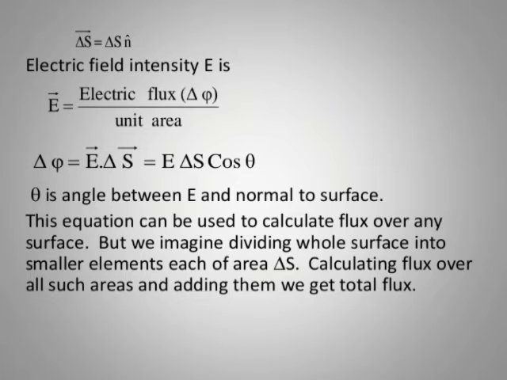Next, going to another one, it is the electric field intensity. I have given the formula again. So phi is equal to E delta S cos theta. Delta S means, S means surface only, but delta means small surface. And cos theta is the angle between E and the normal to the surface.